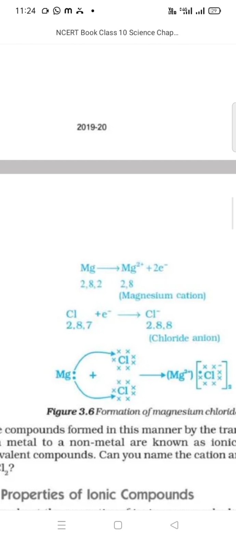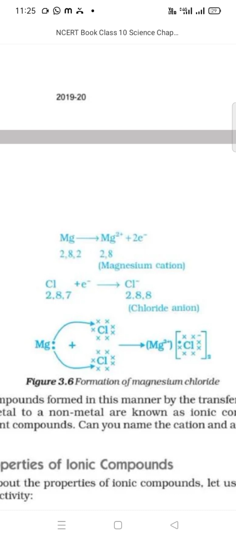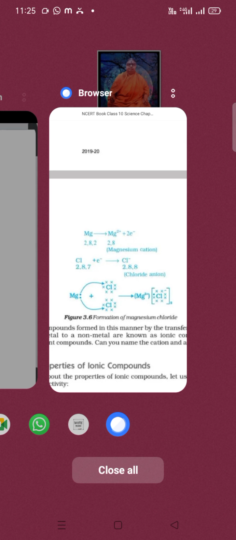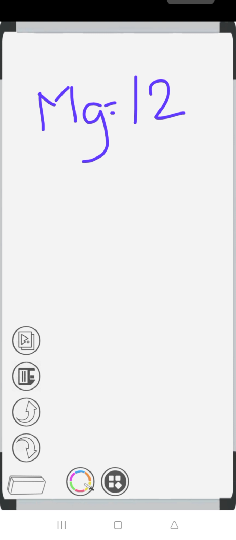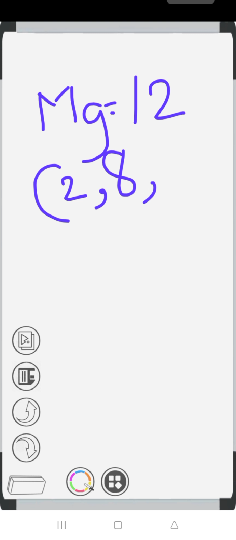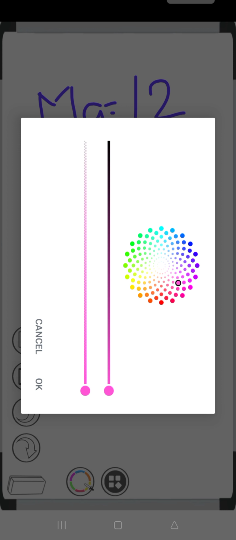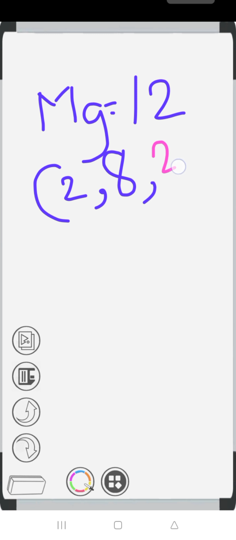In the same way we have the formation of magnesium chloride. Magnesium chloride is something different. Let's see what is happening in magnesium chloride. In the case of magnesium chloride, children, what is the atomic number? After sodium, whose atomic number is 11, magnesium's atomic number is 12. So what will be the electronic configuration? 2, 8, and 8 plus 2 is 10. So in the last orbit, how many electrons? 2 electrons.